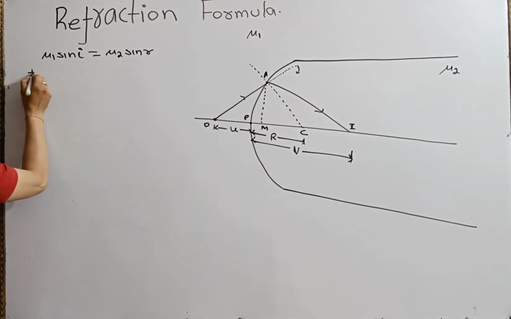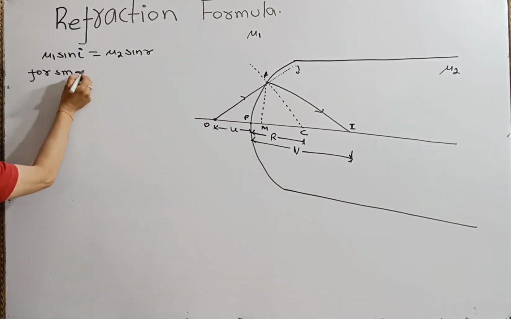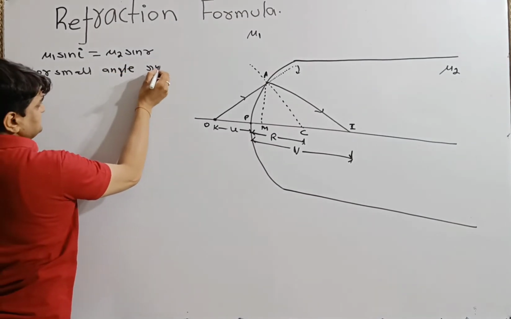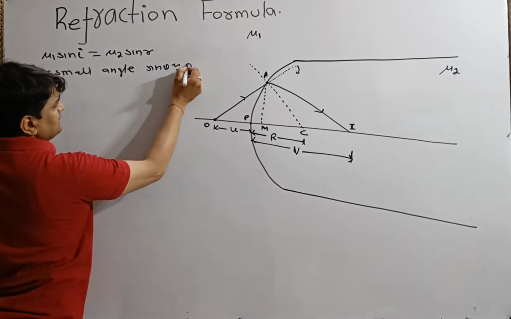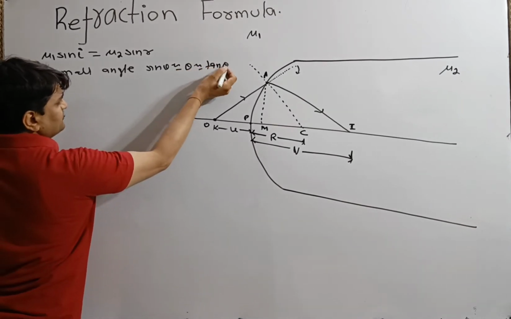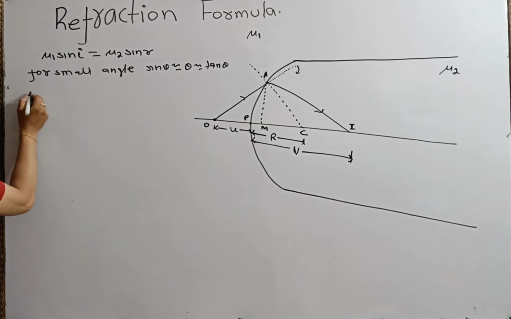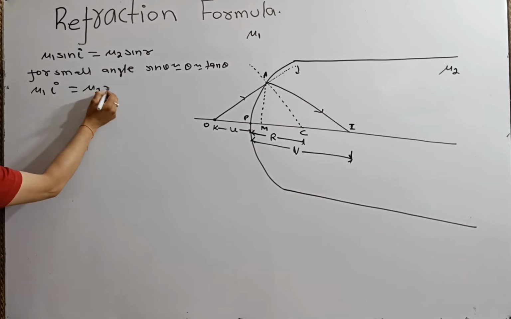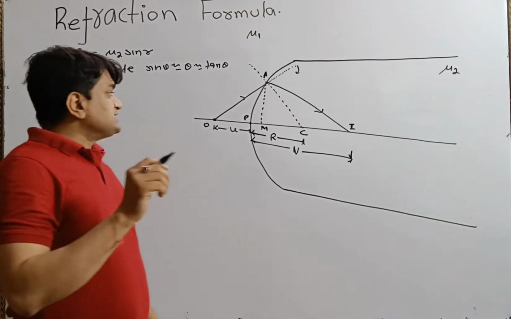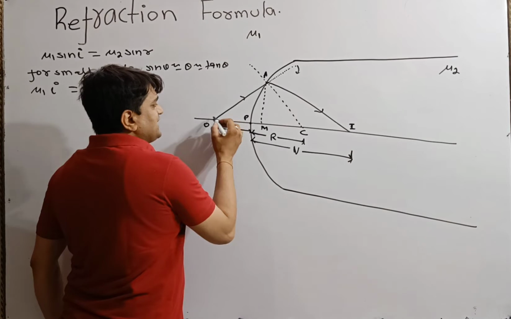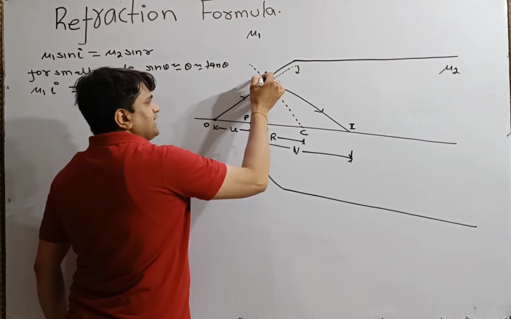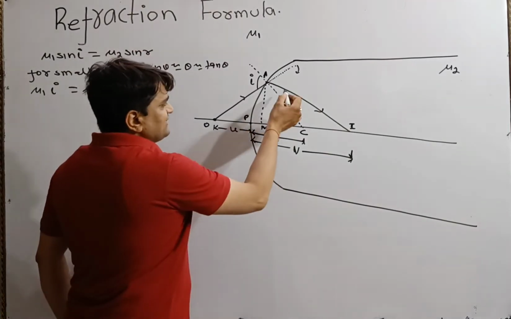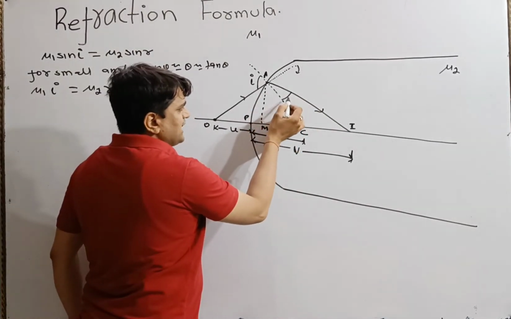But for small angles, we can neglect sine, and this is also for tan theta we will use in this equation. So you can write mu1 i must be equal to mu2 r. Now let us have i. What is i? The incident ray makes angle i with the normal, and the refracted ray makes angle r with the normal.